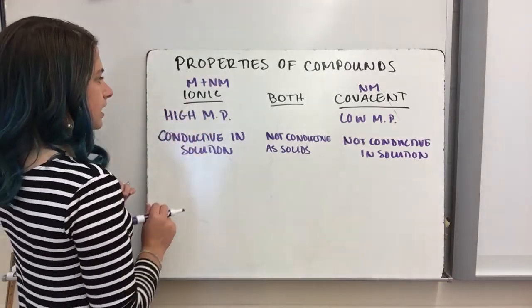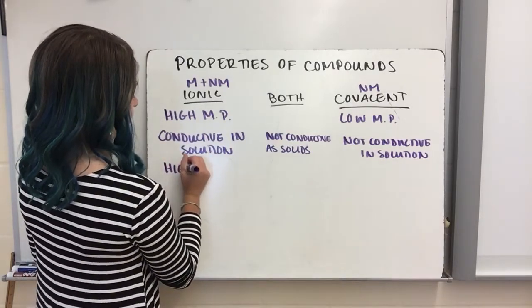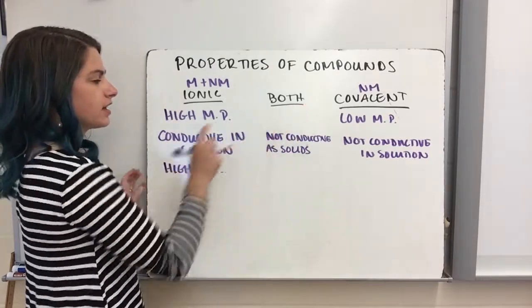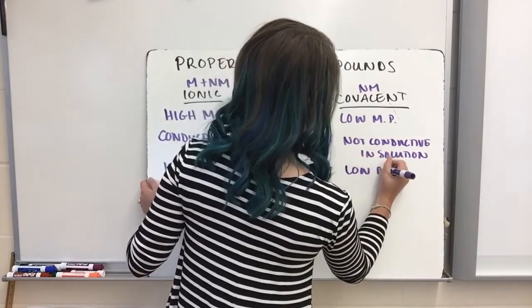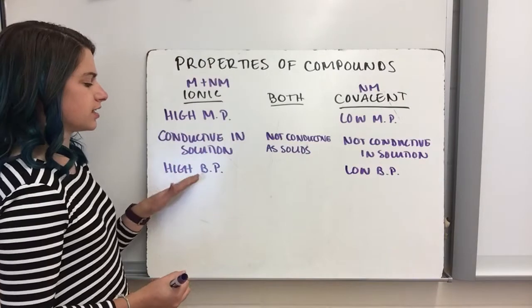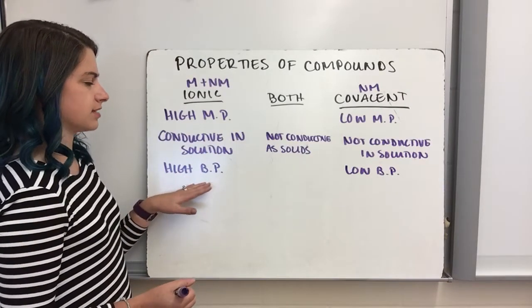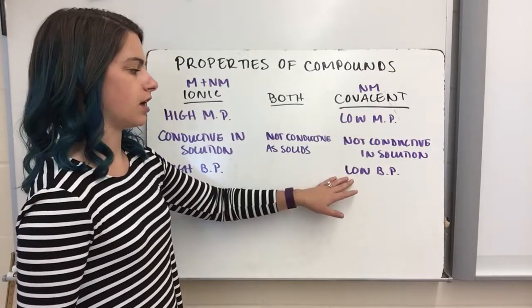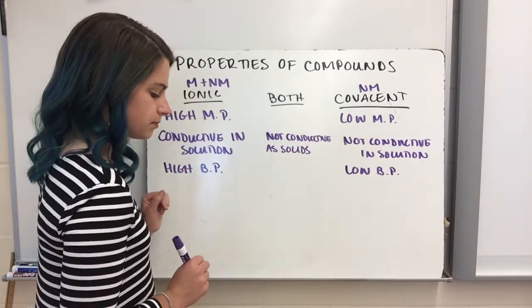And so ionic compounds have a high melting point. They also have a high boiling point. And then covalent compounds have a low melting point, and they also have a low boiling point. So just like with melting point, it's going to take a lot more energy to make an ionic compound go from a solid to a liquid, and it's not going to take as much energy to go from a liquid to a gas for a covalent compound.